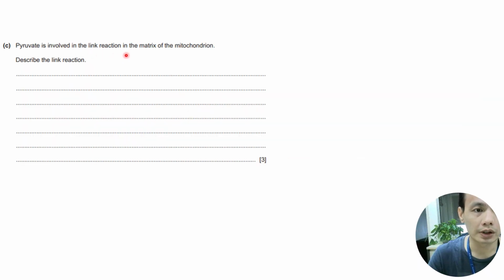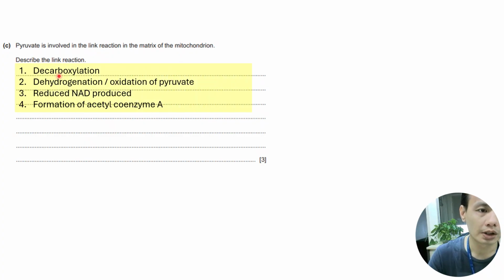Okay, pyruvate is involved in the link reaction in the matrix of the mitochondrion. Describe the link reaction. So describe everything. Decarboxylation occurs, carbon dioxide is produced, dehydrogenation occurs, reduced NAD is produced, acetyl CoA is formed, and this will be used in the third process, which we are going to discuss very soon.